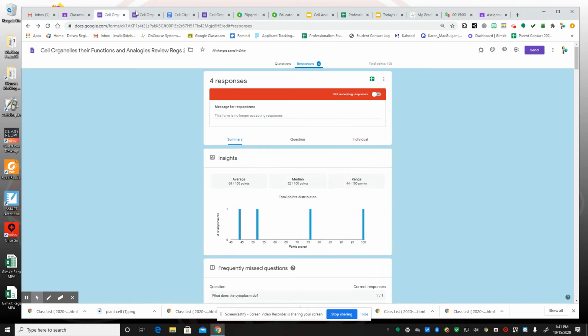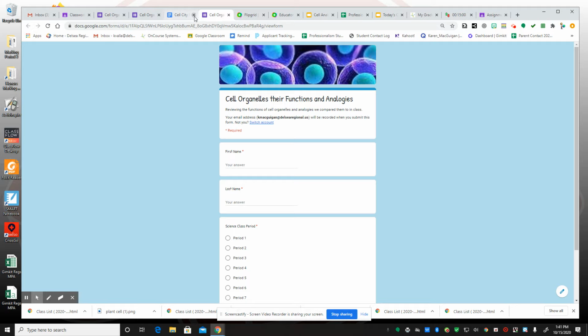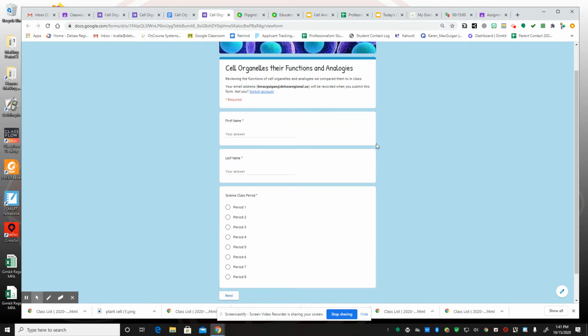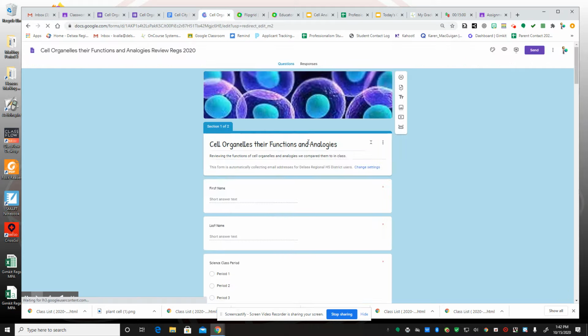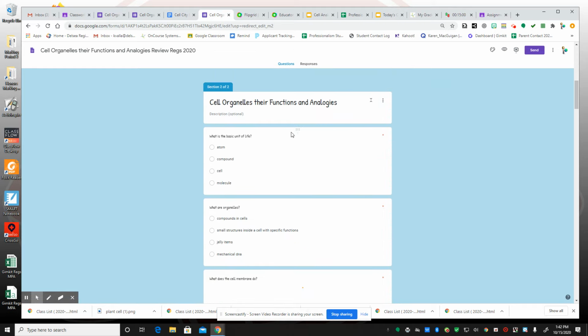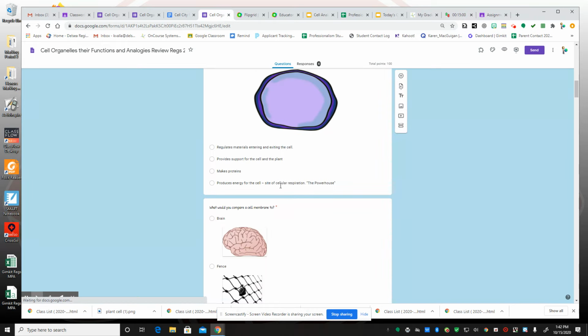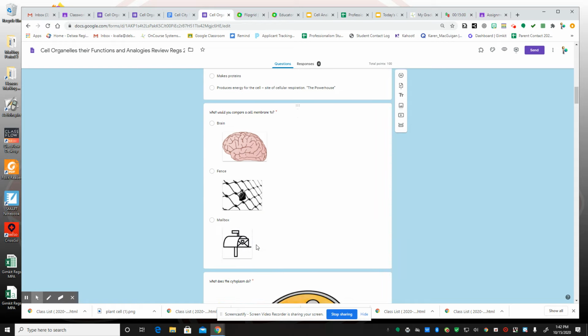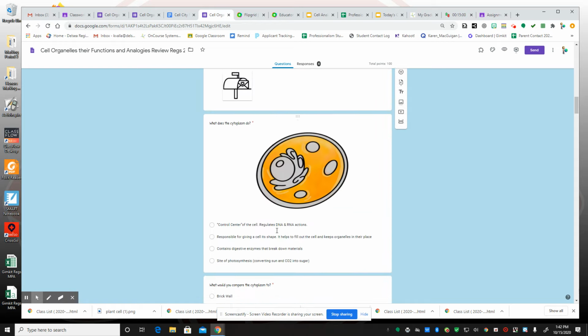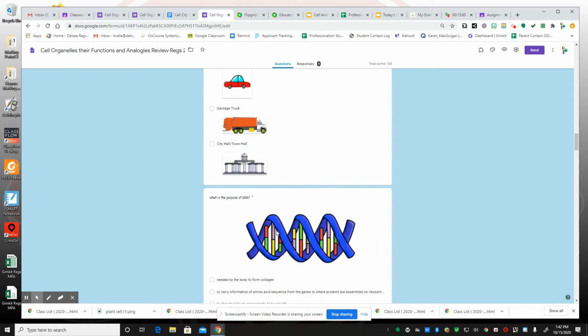If you take a look at my screen, you will also see the analogy form. You put your first name, last name, and then the period. If you continue, there's a bunch of questions, so it might take you some time, but you'll answer: What is the basic unit of life? What are organelles? What does the cell membrane do? Along the way, I included a bunch of different graphics to hopefully help you get to the right answer. So you're going to answer all of those respective questions.